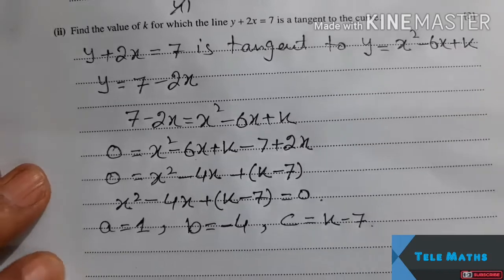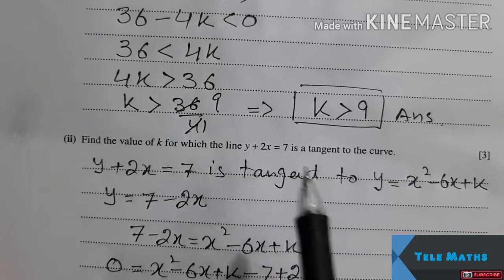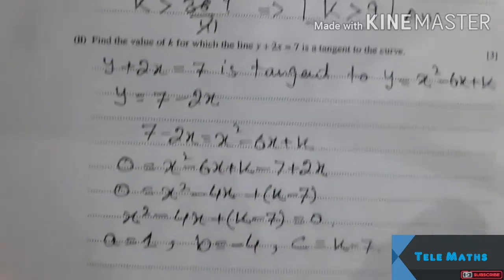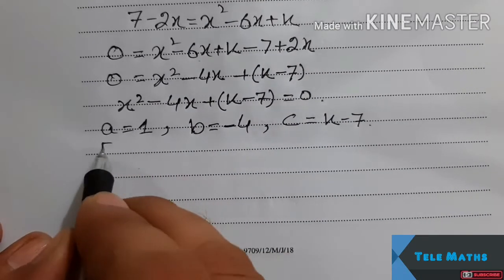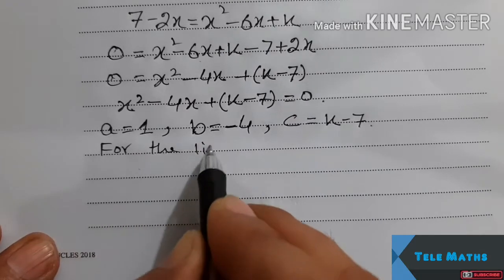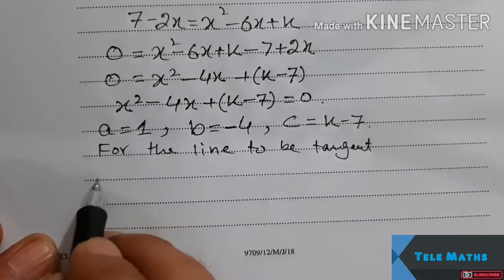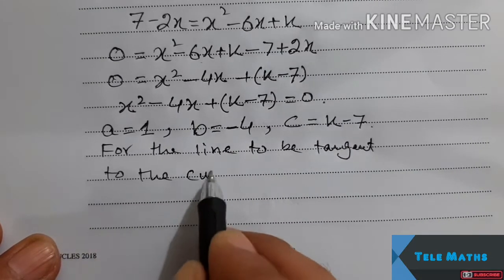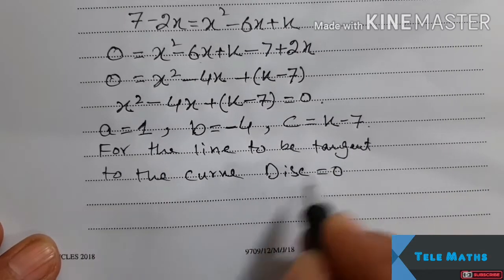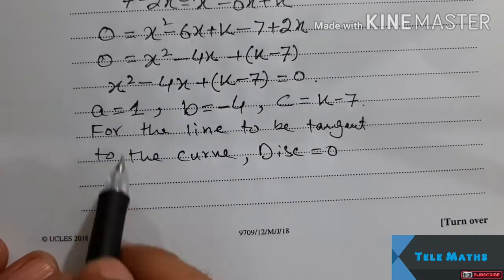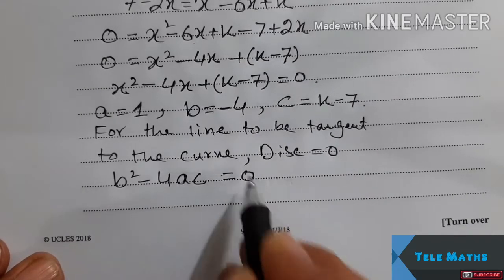Since this curve is tangent to this one, it means they both got only one solution, one root. That's why the disk should be equal to 0. For the line to be tangent to the curve, disk should be equal to 0. Disk means discriminant. So discriminant is actually b square minus 4ac. It should be equal to 0.